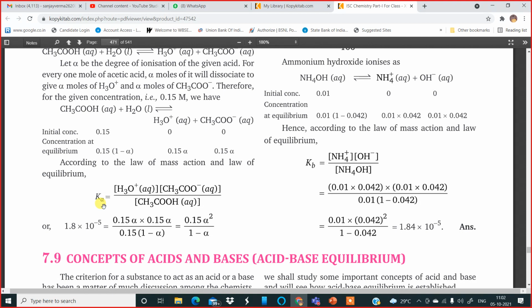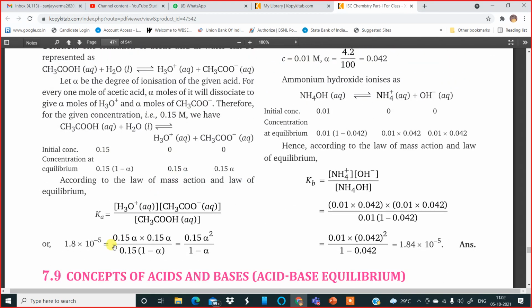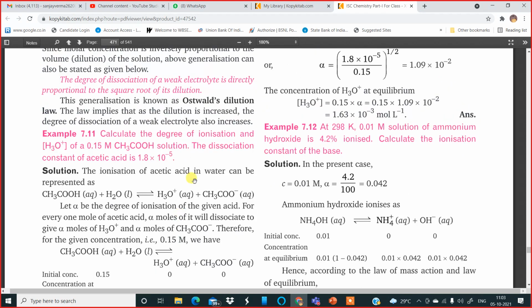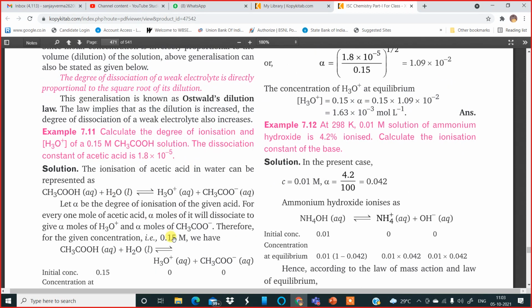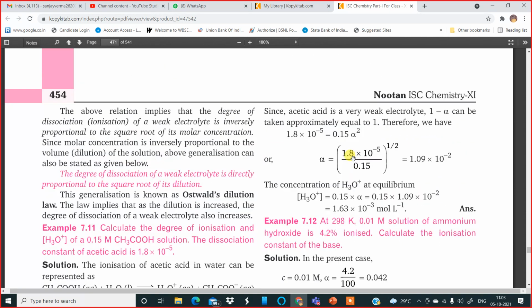relation Ka. Ka means K into concentration of water. So this is Ka, the dissociation constant of the acid. Now we can put the values, because the Ka value we know. It is 1.8 × 10^-5. Ka means the dissociation constant of acetic acid. So put the values, get a relationship like this, simplify it, and get the value of alpha. It is solved over here.